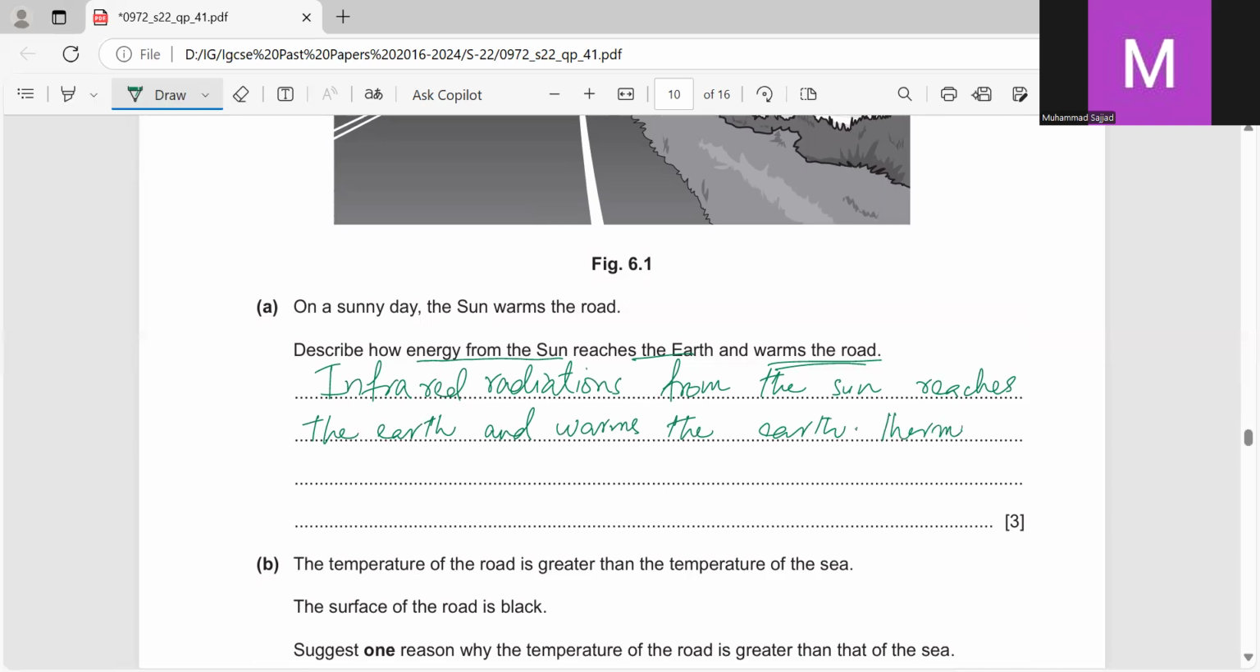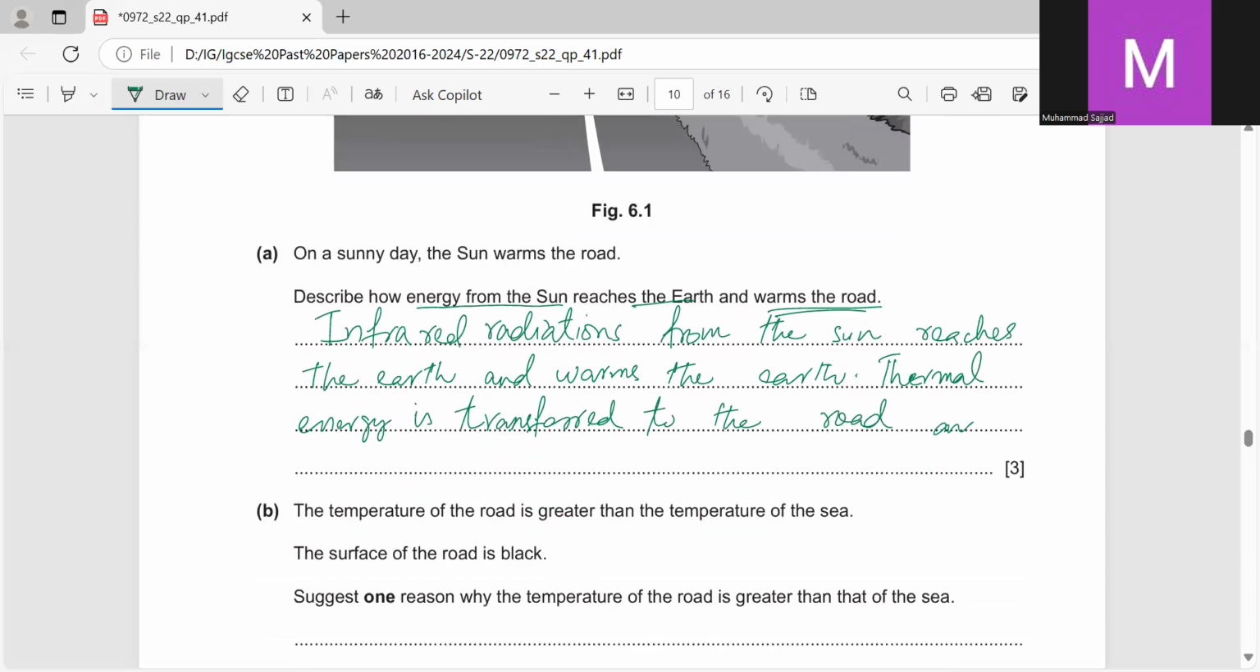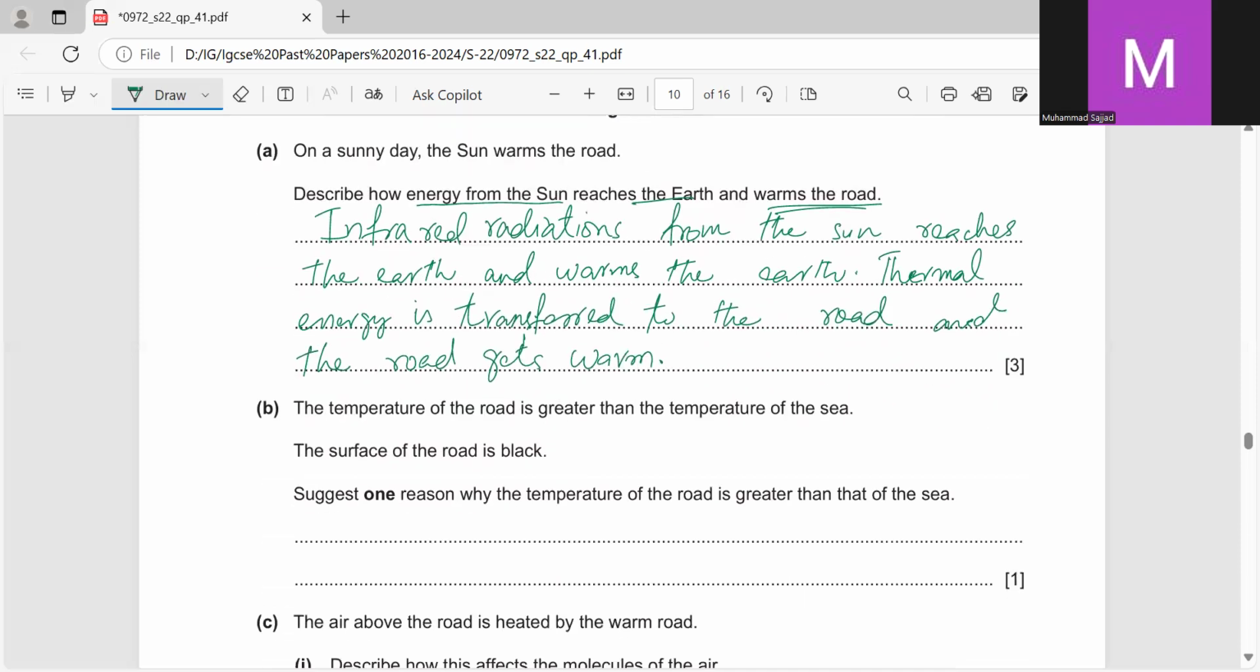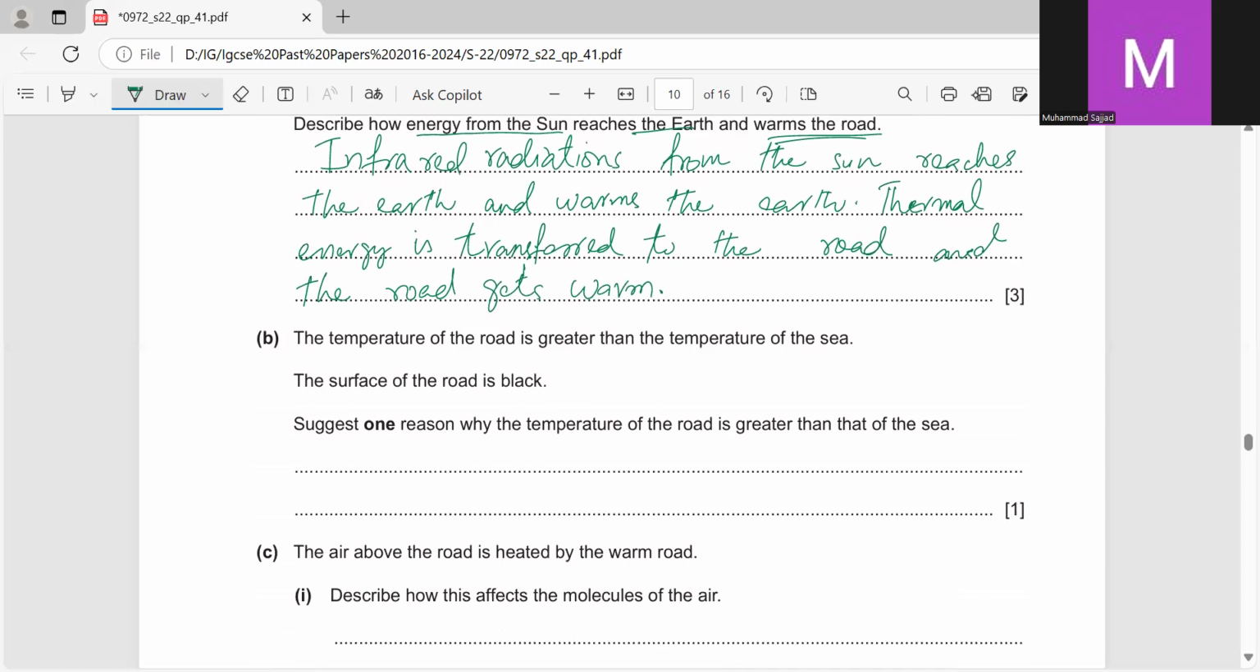Then the thermal energy is transferred to the road, and the road gets warm. Road gets warm. Now, next is the temperature of the road is greater than the temperature of the sea.